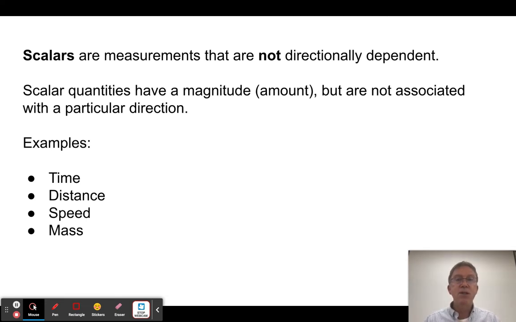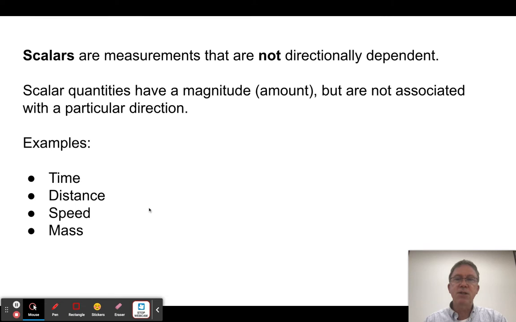So scalar quantities have an amount, which we call the magnitude, but they're not associated with any particular direction. So examples that we typically deal with are time, the distance that an object has traveled, how fast an object is going, and the mass of an object. I mean, how many kilograms of matter it contains. Now, some of these have similar values measured in vectors, but we'll get to that in just a second.